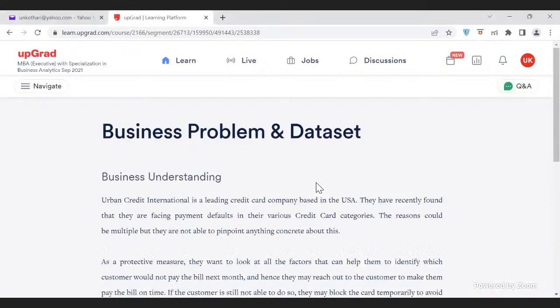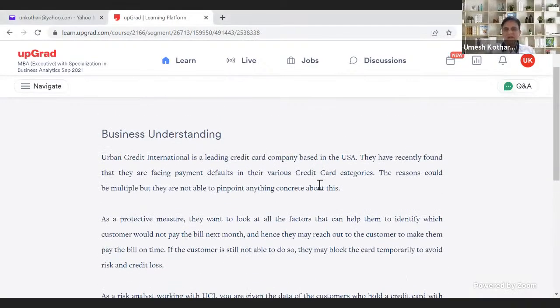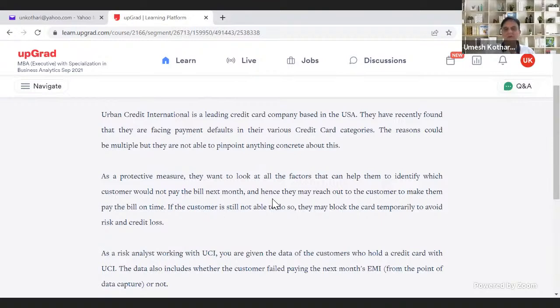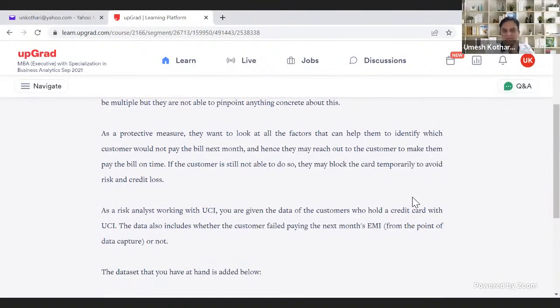Okay, good. So this is a fictitious example, obviously. Urban Credit International is a leading credit card company based in the US. They found that they were facing defaults of their credit card customers, and it could be many reasons. That's what we want to find out. So it's a case in point of detection and therefore prevention of fraud. As a protective measure, they want to look at different factors that can help them understand this pattern and put their perspectives in place in terms of which customer would not pay the bill next month, and they may not reach out to them, or they may reach out to them if they find that they need to be working with this customer set.